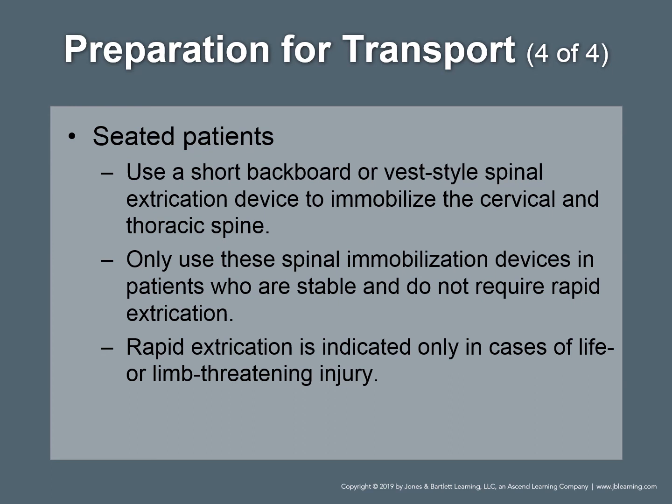Seated patients use a short backboard or a vest type. That's your KEDs that we showed earlier. Extrication device to immobilize the C-spine, thoracic spine. Use these only in patients who are stable that will not deteriorate. Use rapid extrication if the patient is unstable, there's a threat to life or limb, or you have to get to someone who is more critical. Then we'll do our rapid extrication.